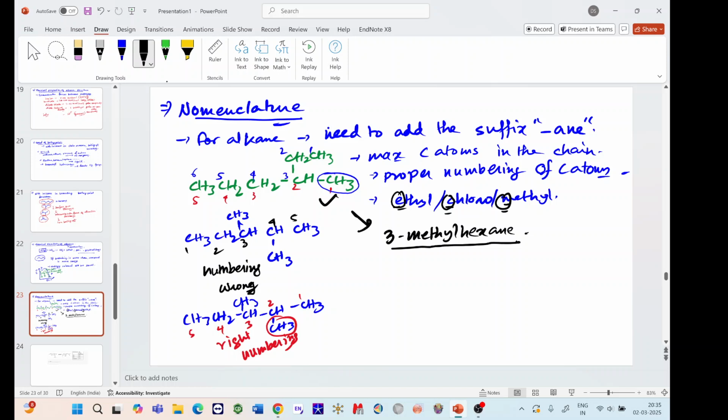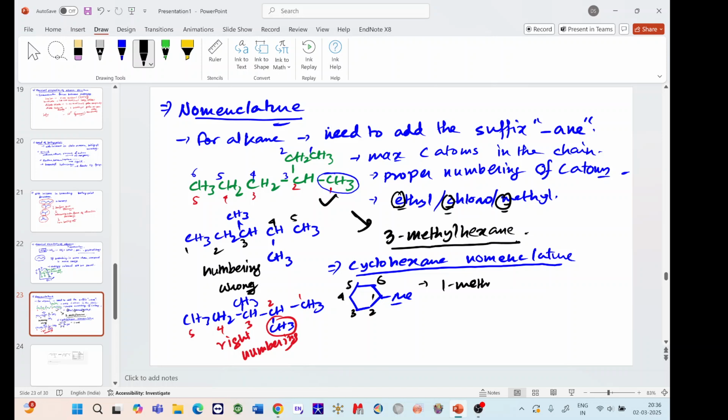And let me discuss something about cyclohexane nomenclature. If you have something like this, wherever your substituent is, you start from there. So that is your 1, 2, 3, 4, 5, 6. This will be termed as 1-methylcyclohexane.